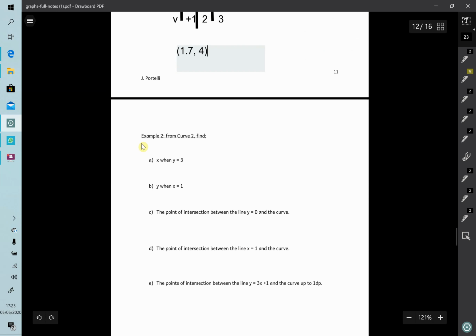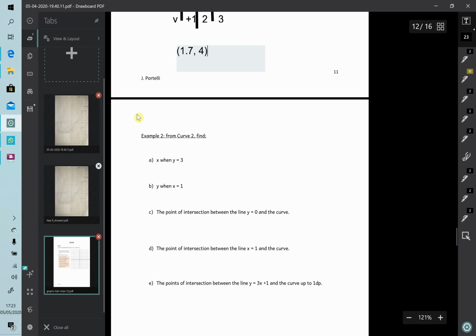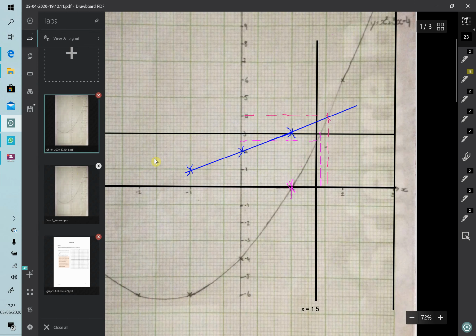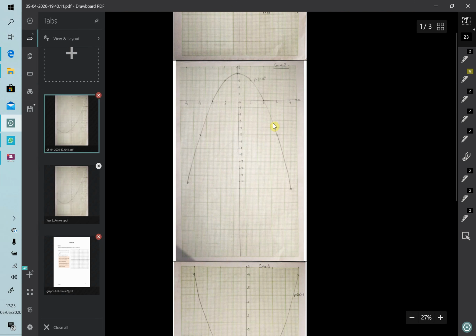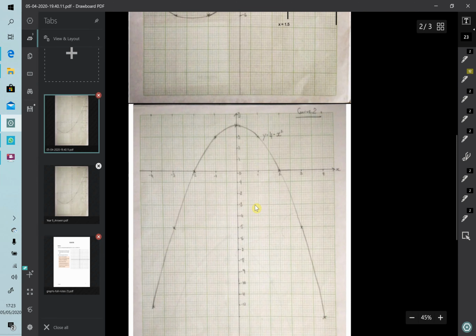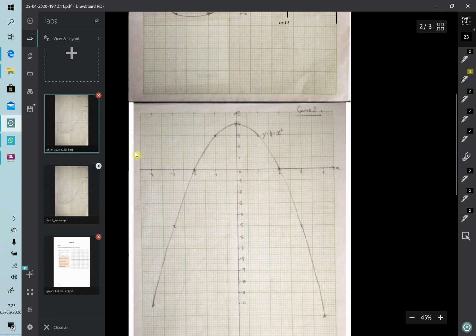For your homework, you've got example 2 to do, and you have to do it on your curve 2. So please get out your curve 2. You should have labeled it like we told you to do previously when we asked you to draw it. Get out your curve 2 and follow the instructions.